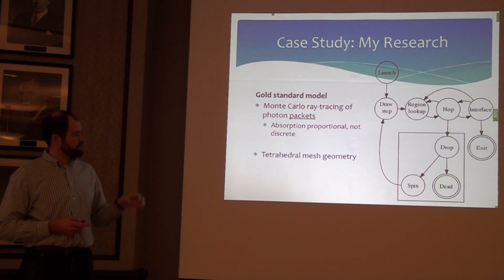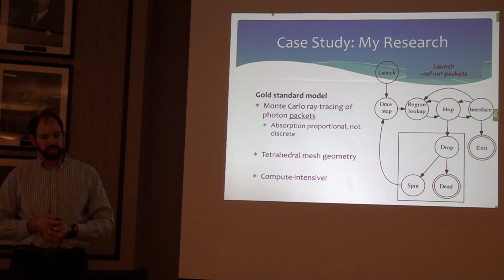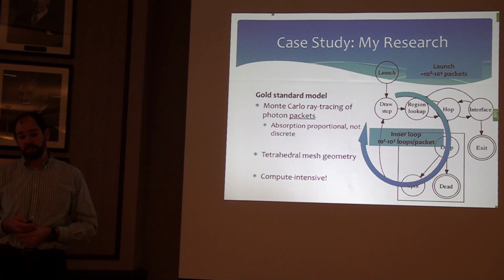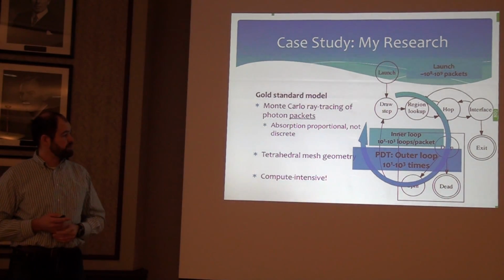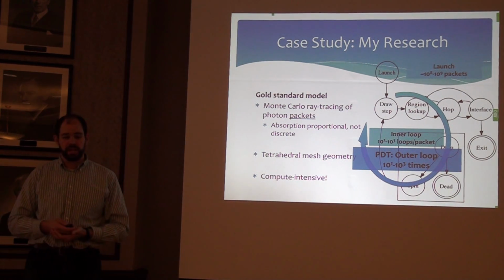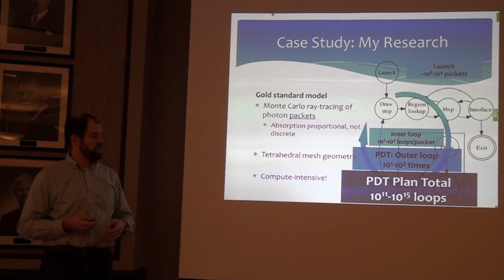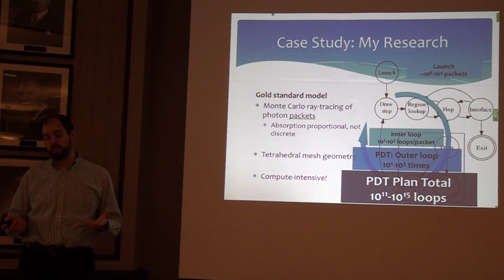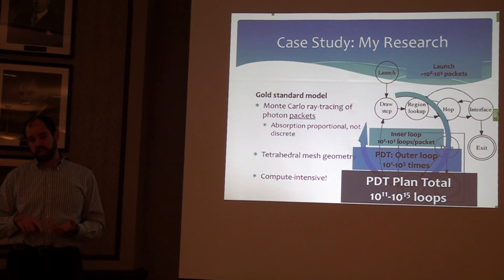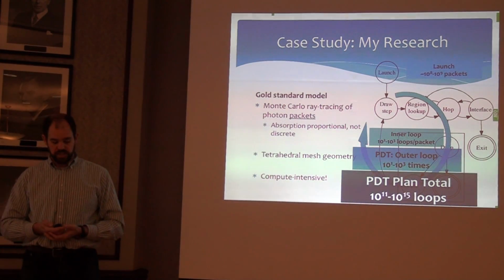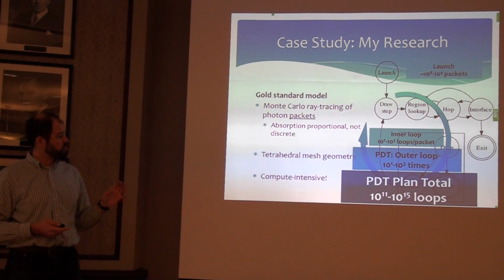All right, so we're doing this with a tetrahedral mesh geometry, which is very compute intensive. We're launching up to 1 billion packets. Each packet traverses that inner loop 100 to 1,000 times approximately. PDT plan to optimize might require anywhere from 10 to 1,000 iterations of that outer loop. And so in total, you're traversing this inner loop up to as many as 10 to the 15 times, each of which involves a number of operations, calculating sines, cosines, intersection of a ray with a face, and some logic associated with that. So that's quite a lot of computing.